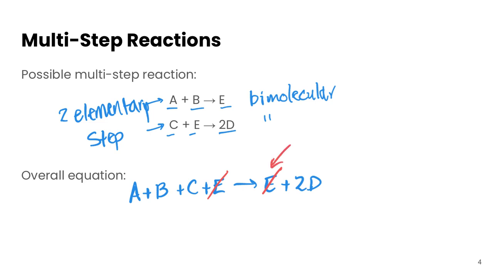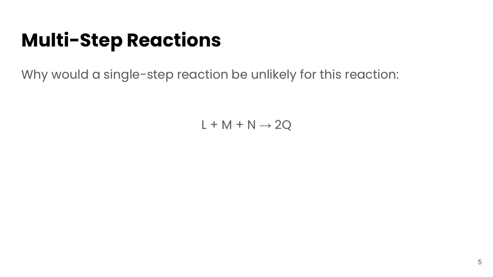We actually have a specific term for that. If we're producing E in one step and then using it up in the next step or in a subsequent step, we would call that an intermediate. Because it's being produced in one step of our multi-step reaction, but it's being used up in another step of our multi-step reaction mechanism. So that is an intermediate. Our overall reaction would just be A plus B plus C reacts to give 2D. Now, in terms of elementary steps, it's far more likely to have a unimolecular or a bimolecular elementary step.